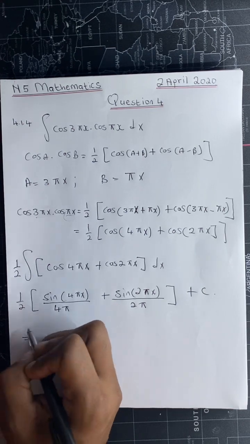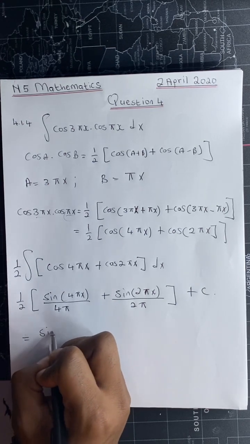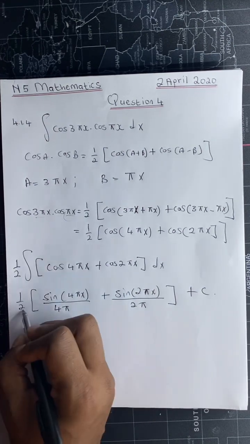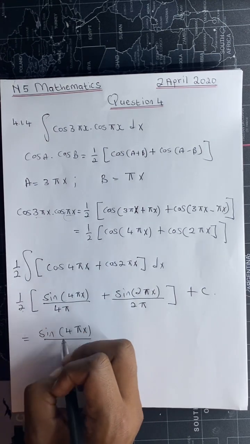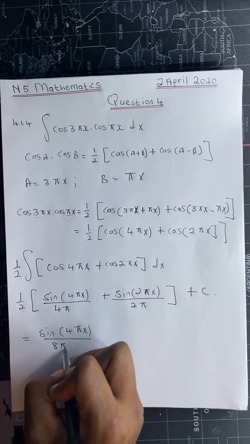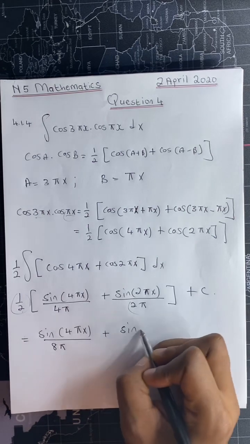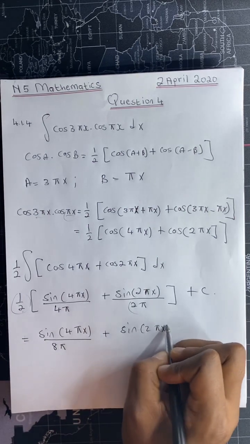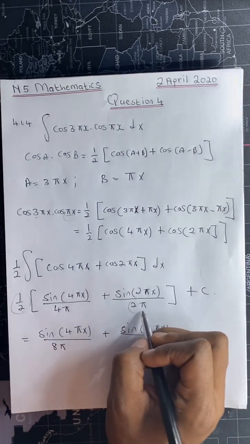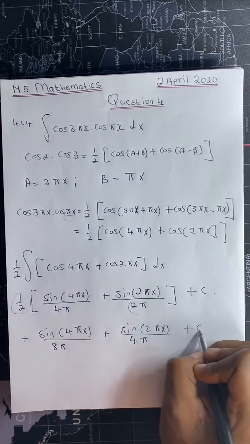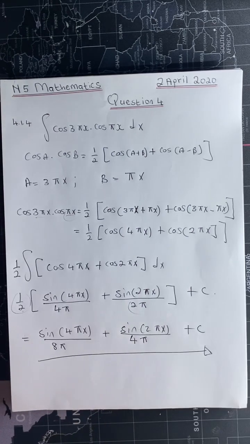So you can choose to distribute this 1 over 2. So this 1 over 2 multiplied by that 1 over 4 pi will be equals to 8 pi, and also distribute that to that. So the denominator 2 pi multiplied by the denominator 2 will be 4 pi plus c, and this will be our answer for question 4.